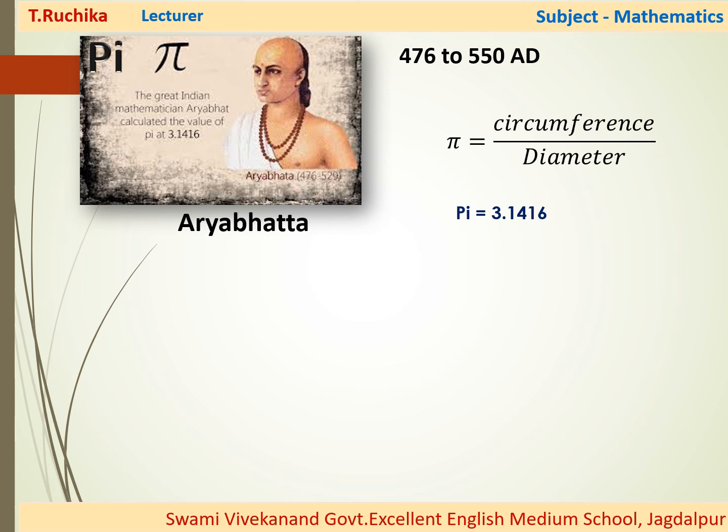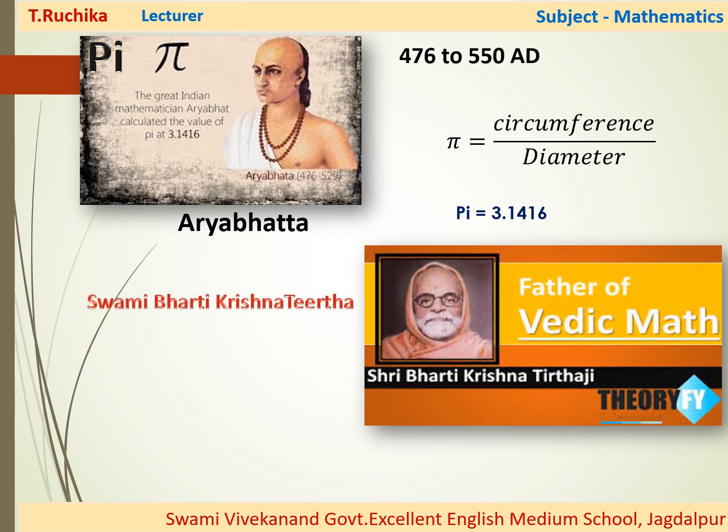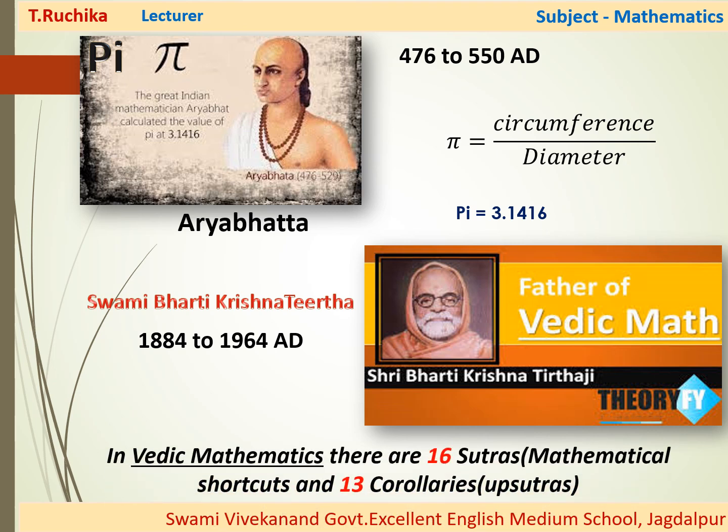The next is Swami Bharti Krishna Tirth. He has written the Grantha Vedic Mathematics. There are 16 sutras and 13 upsutras in Vedic mathematics. These sutras are actually the easy method or short simple techniques to solve mathematical operations like addition, subtraction, multiplication, and so on.